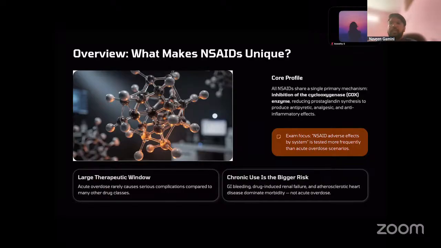So you have to remember that NSAID toxicity is usually not so clinically seen. In the exams also we usually ask NSAIDs' adverse effects rather than NSAID toxicity, because adverse effects are more commonly prevalent.